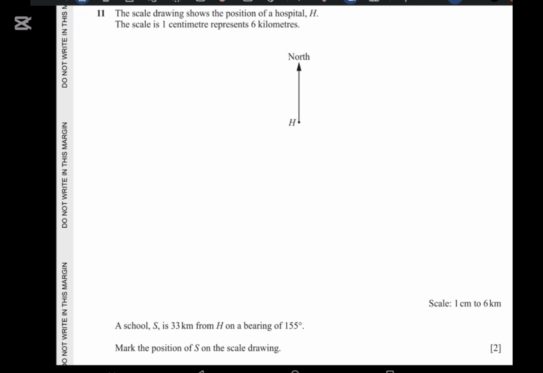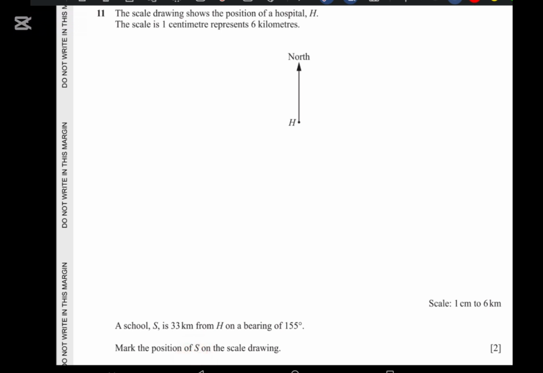Question number 11. Question number 11 says the scale drawing shows the position of a hospital H. This one. Then the scale is 1 centimeter represents 6 kilometers. The scale is also given. Here it is given the scale. A school S is 33 kilometers from H on a bearing of 155 degrees. Mark the position of S on the scale drawing.